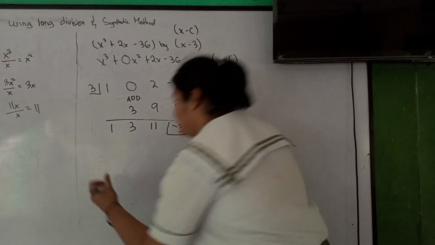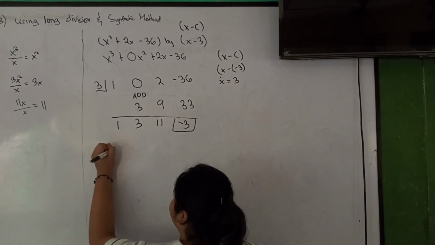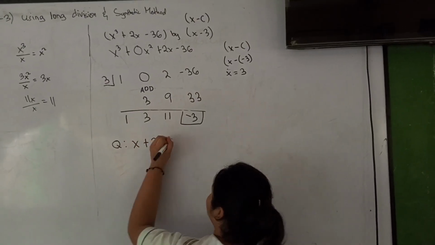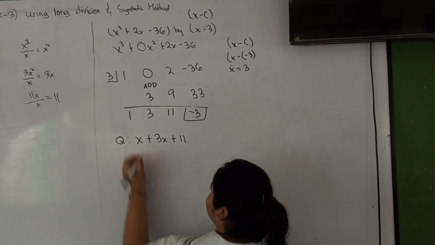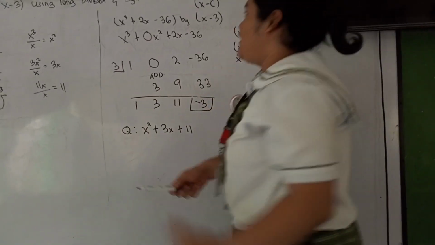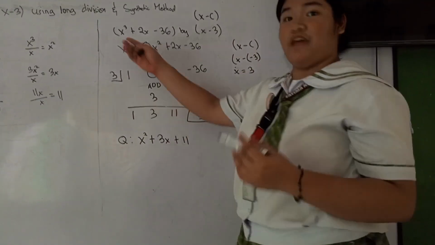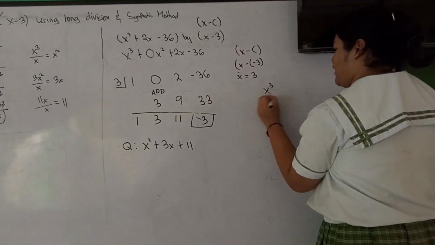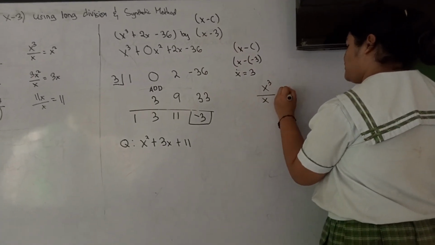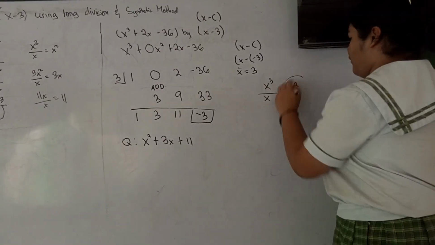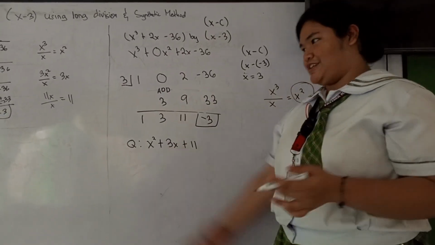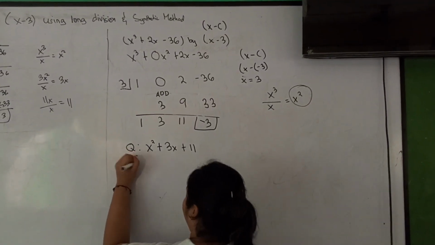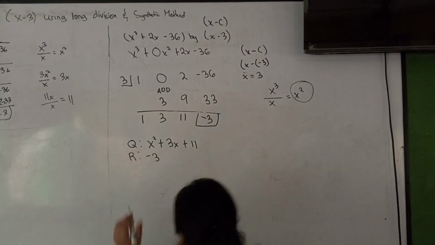Now our quotient is x squared plus 3x plus 11. We will start with squares. Since our equation earlier was x cubed, we will be dividing it with x. So x cubed divided by x equals x squared. That's why we are having this answer as our first term, and our remainder will be negative 3.